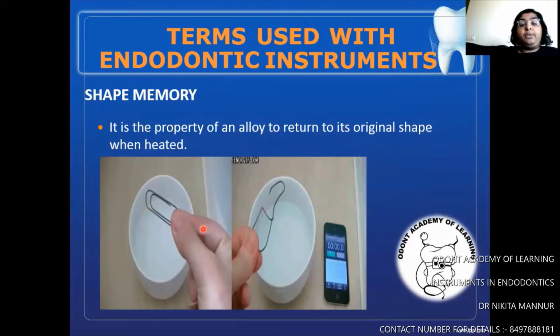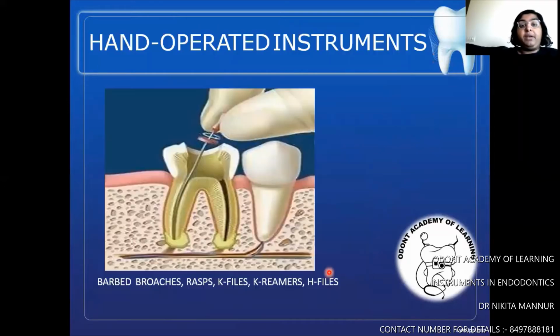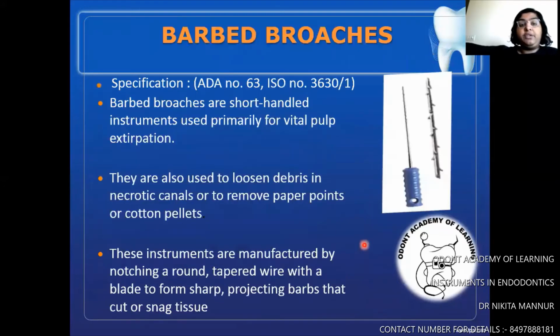So as you can see in this picture, this is the actual shape. It's been heated and then it has to come back to its original shape. So this is called shape memory. Hand operated instruments, we have barb broaches, rasps, K files, K reamers, and H files. Coming to barb broaches, they are short handled instruments used for pulp extirpation, as I mentioned.